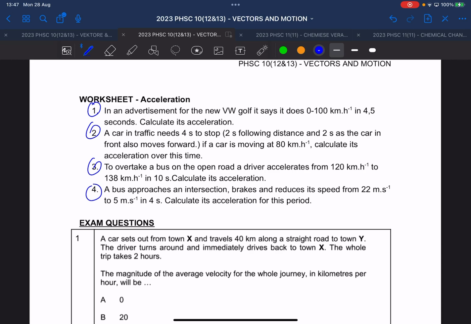Acceleration. Deceleration. Yeah, and that's what I wrote.